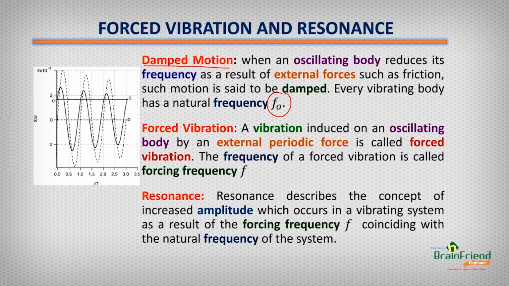A vibration induced on a body undergoing simple harmonic motion by an external force is called forced vibration. The frequency of a forced vibration, called the forcing frequency, is denoted by f. Finally, we have resonance. Resonance simply describes the increase in amplitude of a body undergoing simple harmonic motion as a result of the forcing frequency f coinciding with the natural frequency f subscript o.